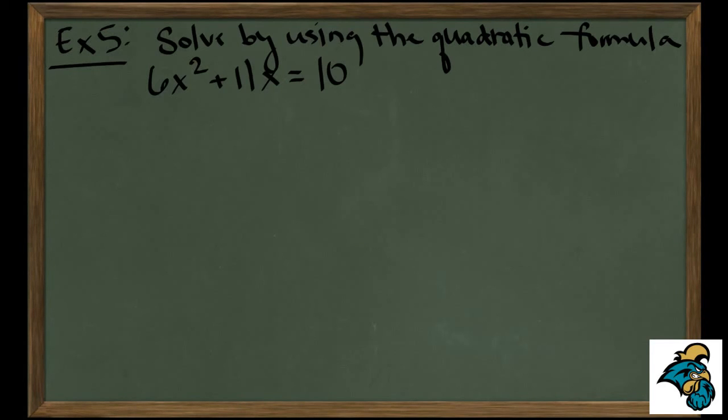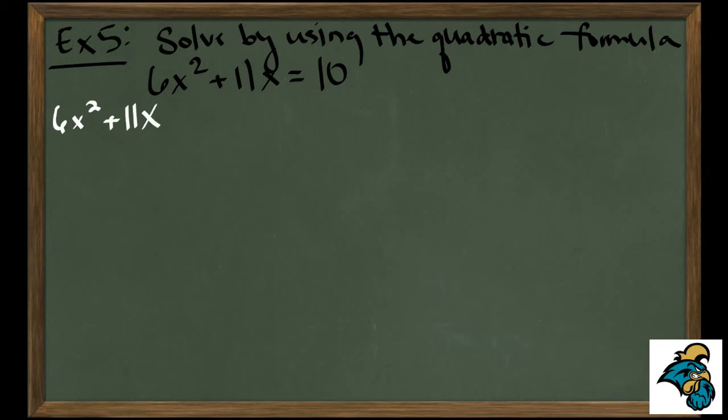For our first example, we're going to solve 6x squared plus 11x equals 10 by using the quadratic formula. So again, on the test, if it doesn't give you a method, you can always try factoring first and then default to quadratic formula if you can't factor it. If it doesn't specify which way to solve it, then you are open to the different options.